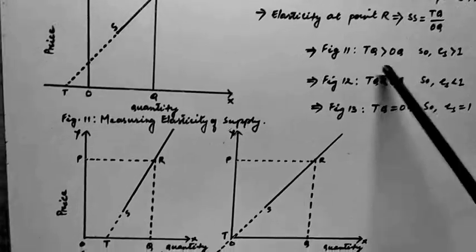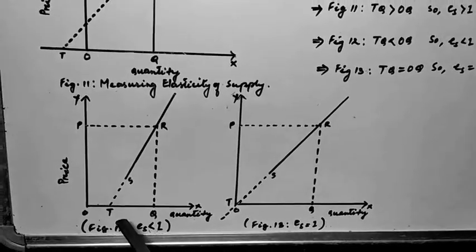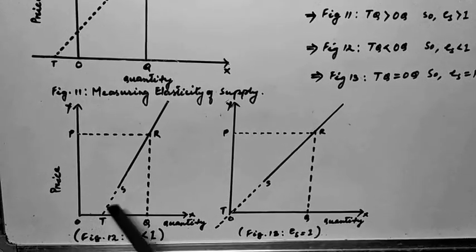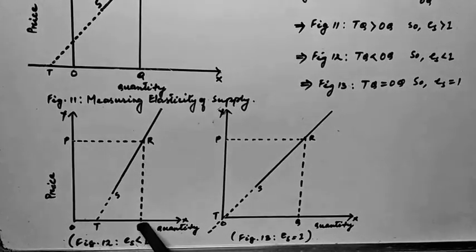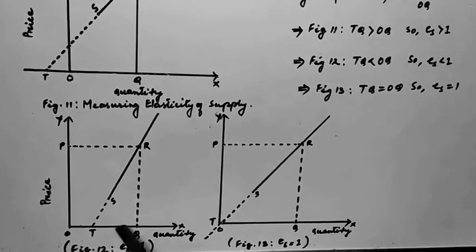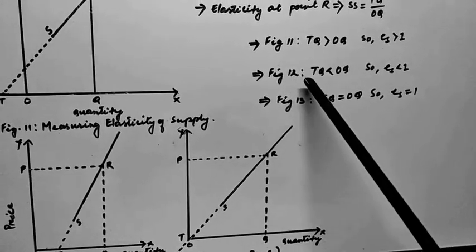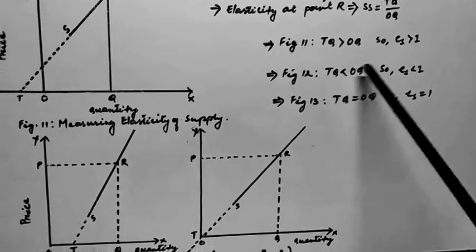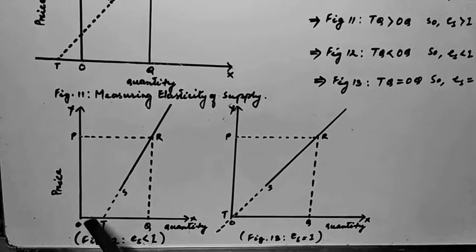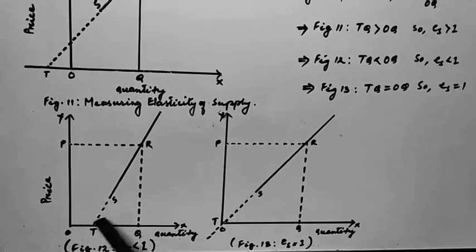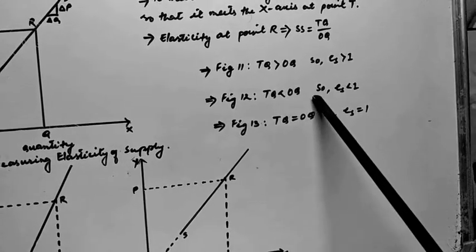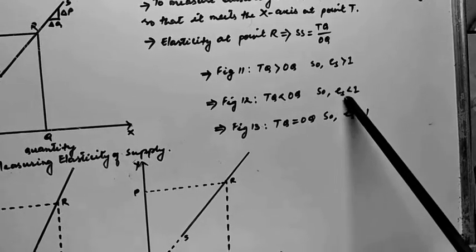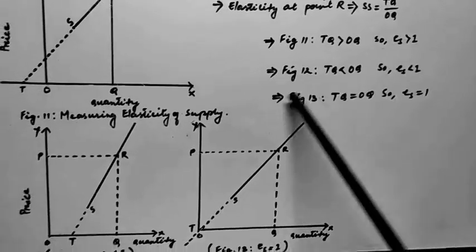Again, let us consider figure 12. What do we see here? After extending the supply curve, TQ is less than OQ. So in figure 12, the distance TQ is less than OQ. So in this figure 12, price elasticity of supply will be less than 1.